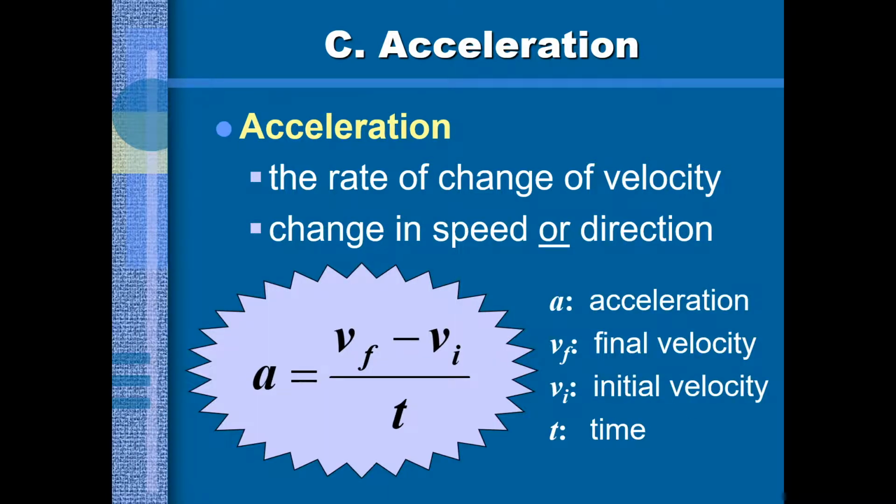So the equation, it's the rate of change. So acceleration is equal to the change in velocity. That's VF minus VI over time. So VF is read as final velocity. You can also represent it as a triangle.